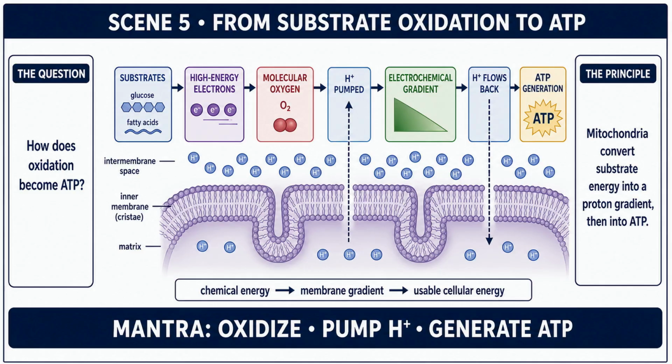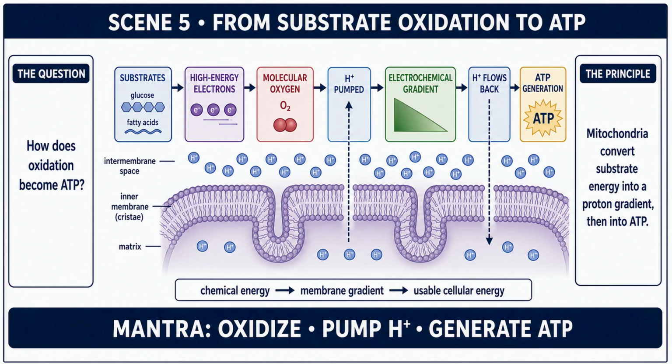The major energy pathway begins when mitochondria oxidize substrates such as sugars, fatty acids, and other metabolic fuels. During oxidation, high-energy electrons are transferred from the original substrate toward molecular oxygen. The energy released along this process is used to pump hydrogen ions, or H+ ions, from the matrix into the intermembrane space. This creates an electrochemical gradient, more H+ outside in the intermembrane space than inside the matrix. The gradient stores potential energy.